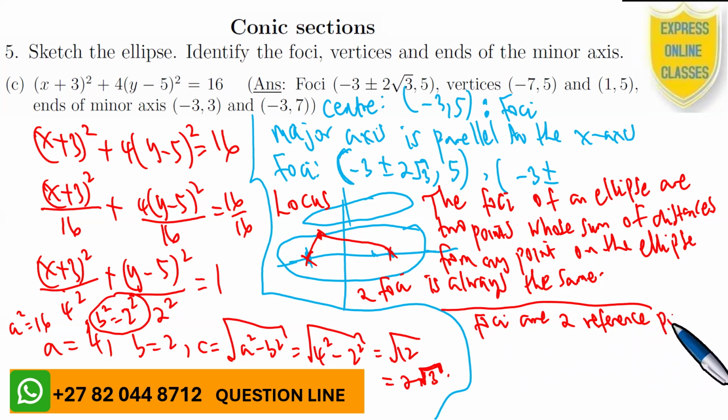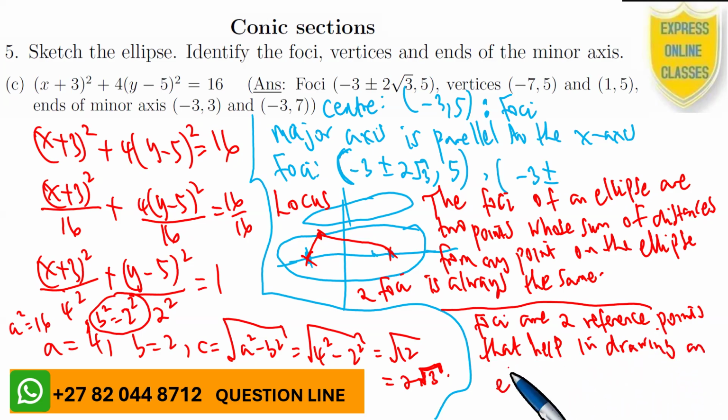Two reference points that help in drawing an ellipse. These two reference points help because if you mark them like this, and then you take a rope like this, then this shape is going to become an ellipse.